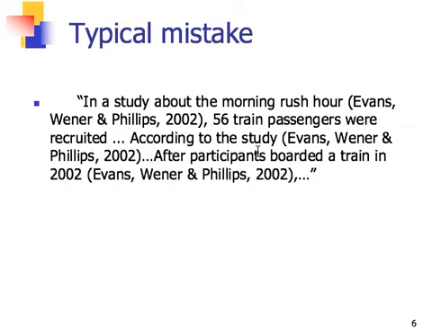Now what's wrong if I had done it this way? In a study about the morning rush hour, and then citation, 56 people, blah, blah, according to the study, a citation again, and then a little more, and then after participants boarded a train, and the citation again. The problem is it's too many citations. It's very confusing because it's possible that these authors wrote three different papers. And so now anyone who's reading your work might not know what you mean. They might think that you're referring to three different studies.